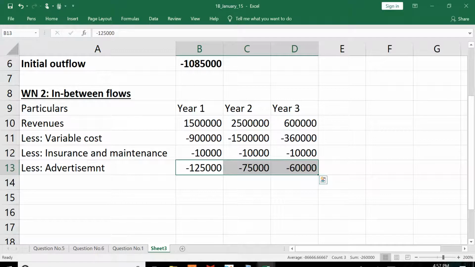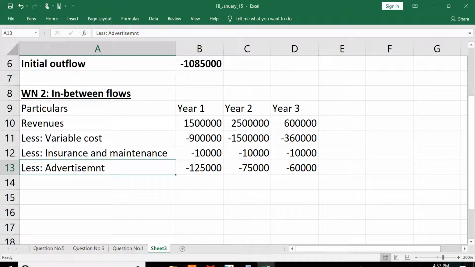Why am I writing like this? Because income tax will say first year advertisement is 1,25,000. Whether you pay on April 1 or March 31 of that year, it is an expense for that year. So from a tax point of view, this is what will be done. We will remove this item later on. Less advertisement 1,25,000, 75 and 60.